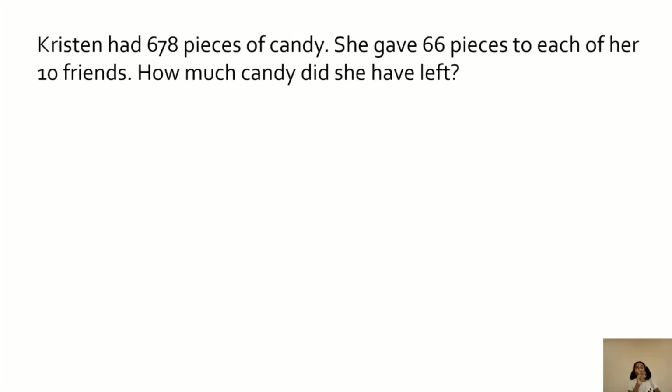So that means 660. So 6, 6, and a 0, that means 660. So that means 66 times 10 equals 660. Great job, you guys. You figured out how much Kristen gave to each of her 10 friends. So she gave 660 pieces of candy. And 678 pieces of candy is the total. And you need to figure out how much candy she had left.